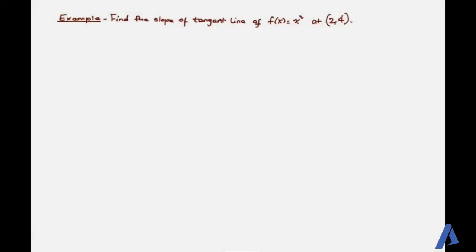ስለዚህ በዚህ መሰረት አንድ ኤግዛምፕል እናያለን። ምንድነው የሚለን? find the slope of tangent line of the curve f(x) is equal to x square at point 2 4። ስለዚህ ምንድነው the slope of tangent line የተጠየቀው? the slope of tangent line from definition it's equal to the limit of f of x plus h minus f of x over h as h approaches to 0.